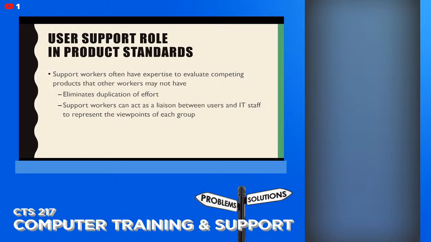So in that sort of way, you as a support worker can act as a liaison between the users and the IT staff. So you can explain to people why it's good. You can help people understand why the new thing that we have is going to help them, because we've talked about it before. We've talked about this idea of being a translator for your user.